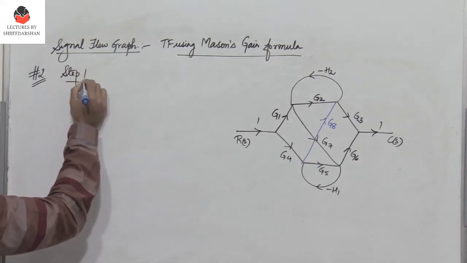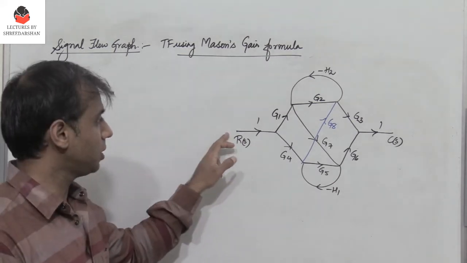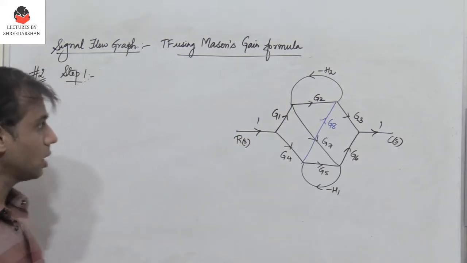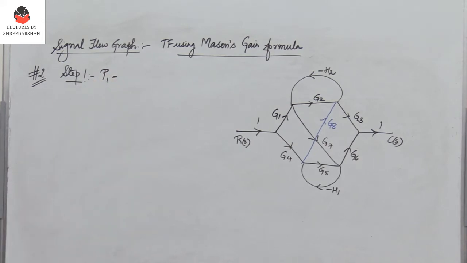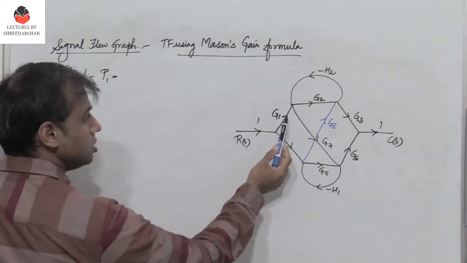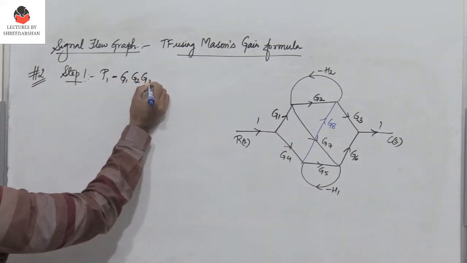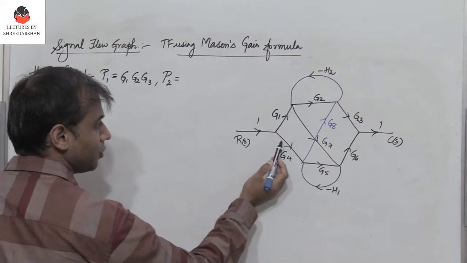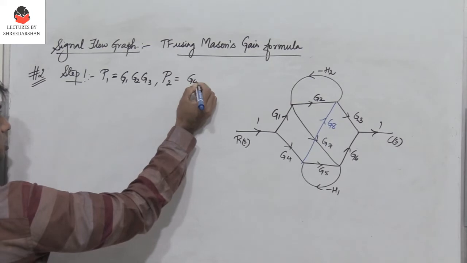What is step 1? We need to identify the number of forward paths. So how do we define a forward path? A forward path is one where you have the path from the input node to the output node where no node is traced twice. So let's identify the forward paths. P1 is the first forward path. I find that G1, G2, G3 is one forward path. So this is the forward path gain. Path 2, I find that this is another forward path, G4, G5, G6.